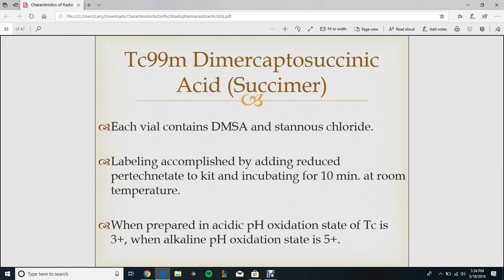Technetium-99m dimercaptosuccinic acid, succimer. Each vial contains DMSA and stannous chloride. Labeling is accomplished by adding reduced pertechnetate to the kit and incubating for 10 minutes at room temperature. When prepared in acidic pH, the oxidation state of technetium is 3+. When alkaline pH, the oxidation state is 5+.